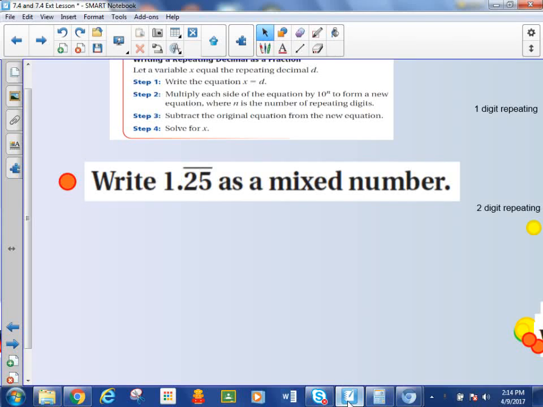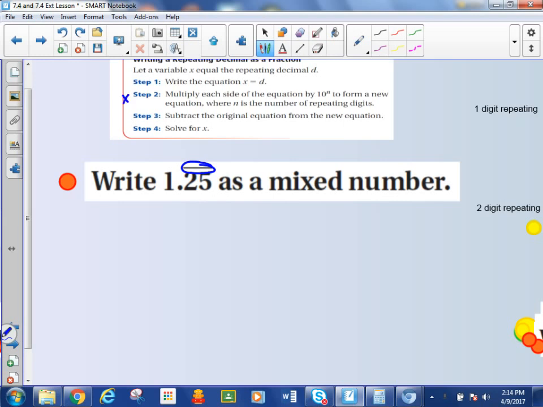Part of our lesson, we're going to continue working with writing repeating decimals as fractions or mixed numbers. But this part of the lesson is working where we have more than one number repeating. In our previous ones, we had just one number underneath the repeat bar, and now we're going to be working where we have two numbers under the repeat bar. Still following the same steps, the only thing that's going to change would be in step 2.